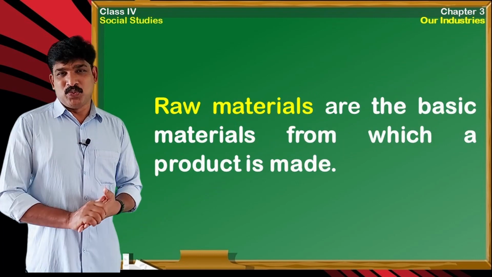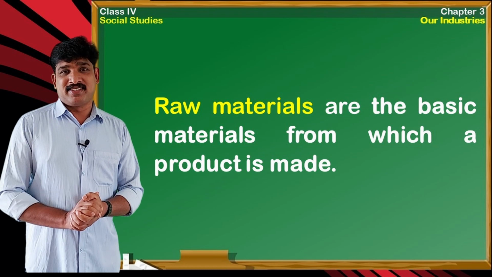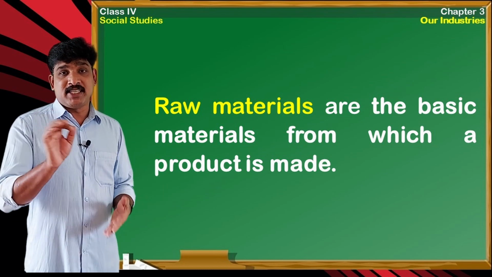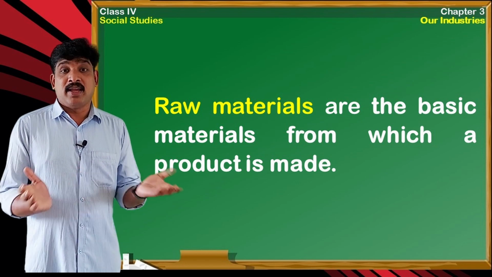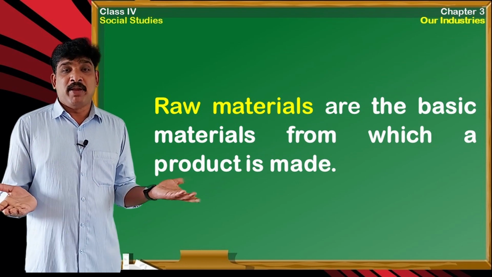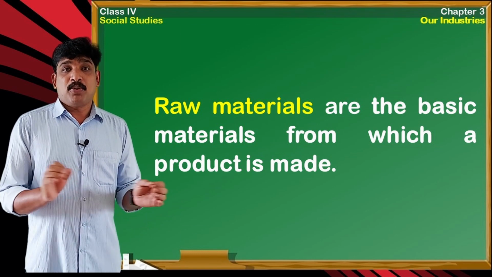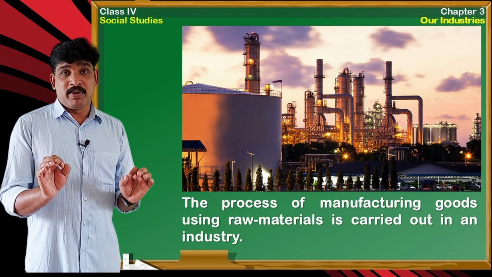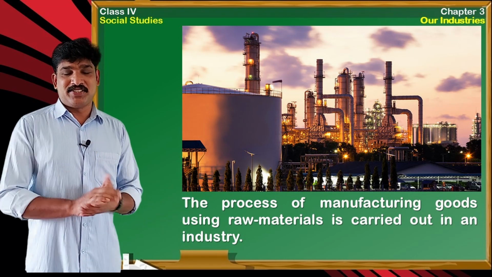Here we used a new word, raw materials. What are these raw materials? Raw materials are the basic materials from which a product is made. Like sugarcane. What do we make from sugarcane? We make sugar from sugarcane. The process of manufacturing goods using raw materials is carried out in an industry. Let us learn about these industries today.